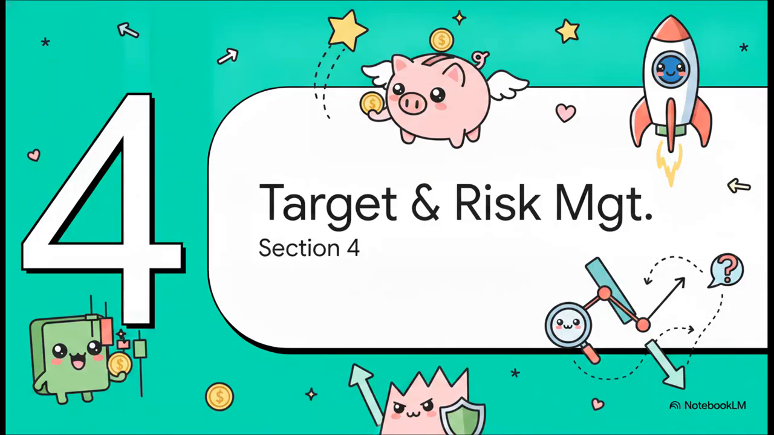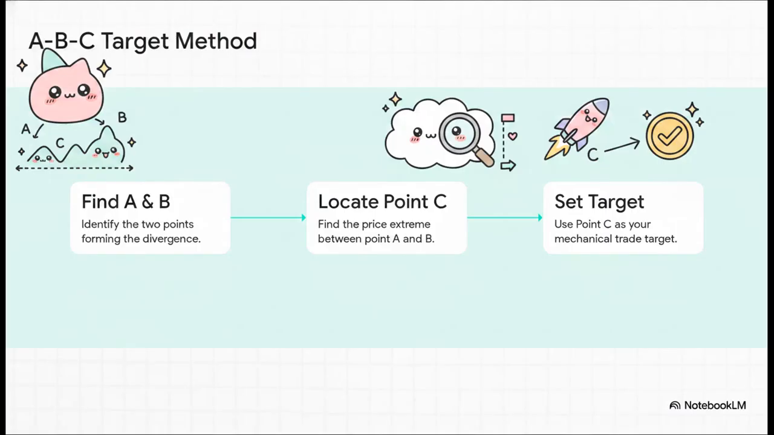Okay, Section 4, Target and Risk Management. Because spotting the setup is literally only half the battle. Now we have to execute. So how do we actually know where to take profits? We use a super logical ABC method.